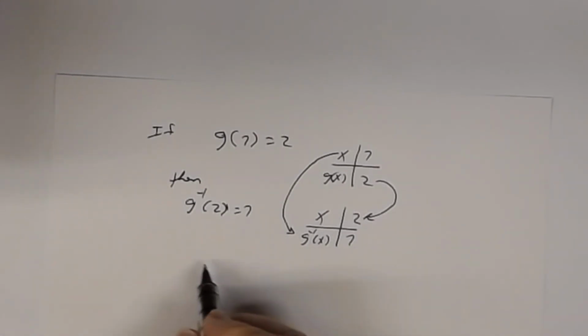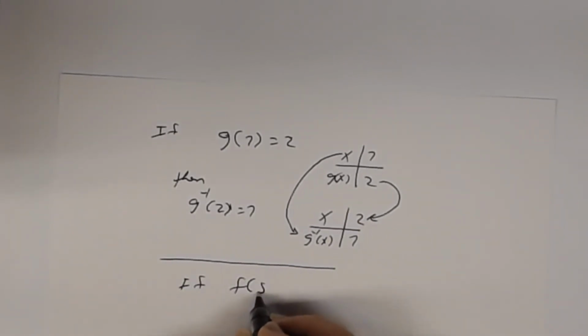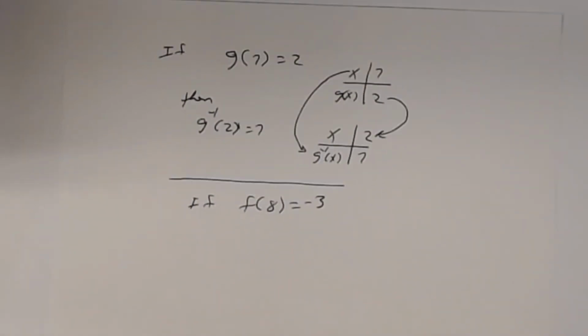7. Okay, so real quick, without thinking about the table, if f of 8 is negative 3, then what can you say?